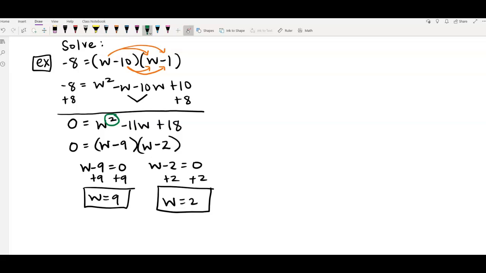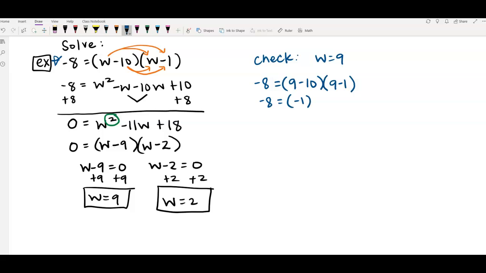And you can check these also, just like we've done with any kind of solve problem. So if I'm checking w equals 9, and just go back to the original one here. So I have -8 equals, I meant to put 9 there, 9 minus 10 in one parenthesis, and then 9 minus 1 in the other parenthesis. Well, let's simplify this side more. 9 minus 10 is -1. 9 minus 1 is 8. And if I multiply those together, I get -8. So that checks out. -8 equals -8. So I can tell for sure this works. And if I did the same thing for w equals 2, I'd see that that one works as well.